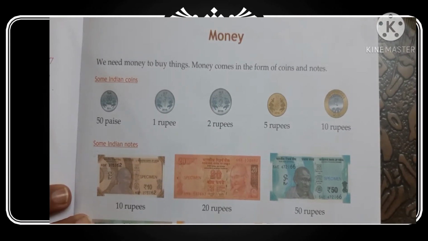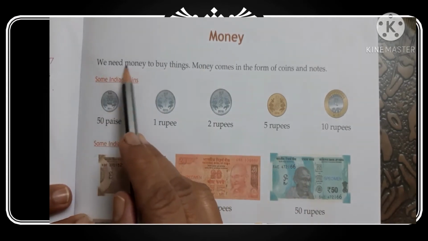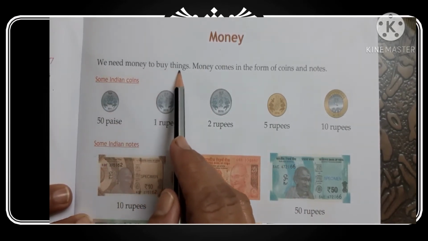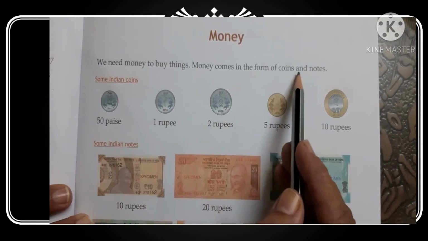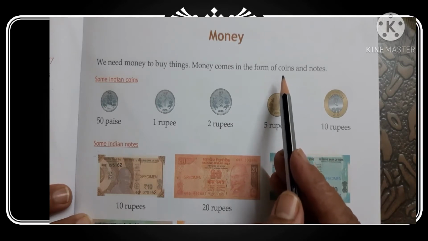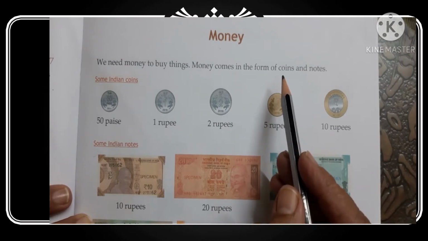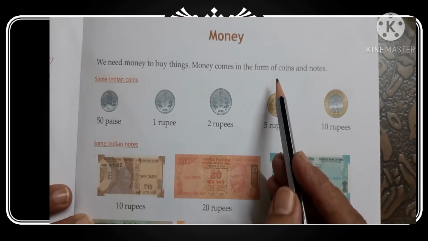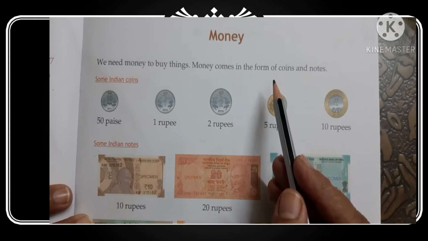Page number 95, money. Children, we need money to buy things. Money comes in the form of coins and notes. A coin is a small, flat, round piece of metal. Coins up to 50 paise are called small coins, and coins of rupee 1 and above are called rupee coins.